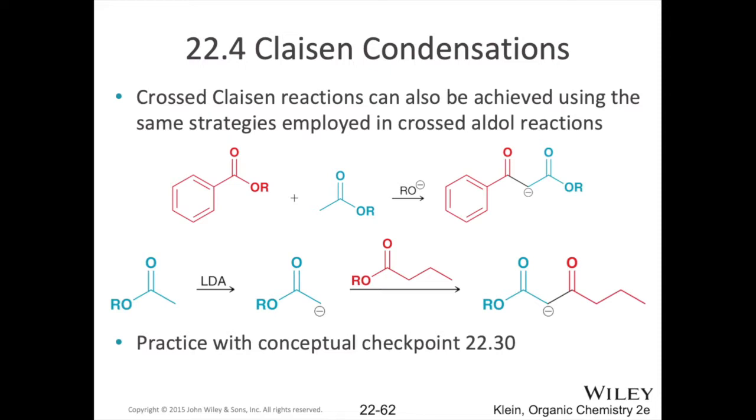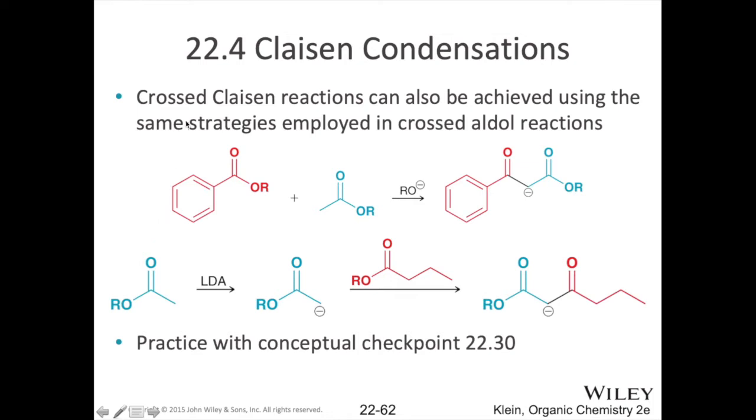Okay, now just like you can do crossed aldol reactions, you can also do crossed Claisens. I just realized I said Clason. I've been saying Clason this whole time out of habit. Again, I think the proper German way to pronounce that is Kleisen. So bear with me with my inconsistent pronunciations of Kleisen.